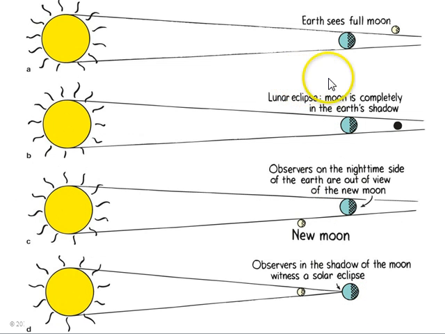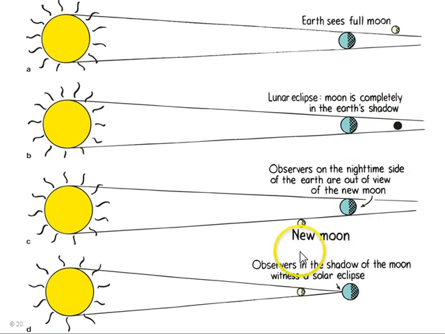So while we're on the subject of eclipses, there are two kinds of eclipses. A lunar eclipse, where people on the Earth see first a full moon, and then the full moon falls into the shadow of the Earth, and the moon looks dark.